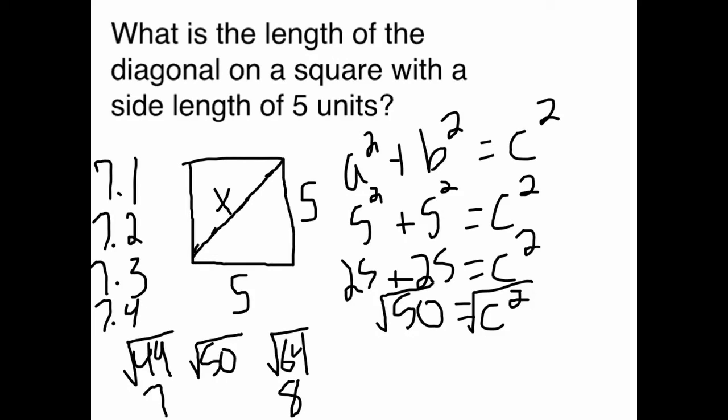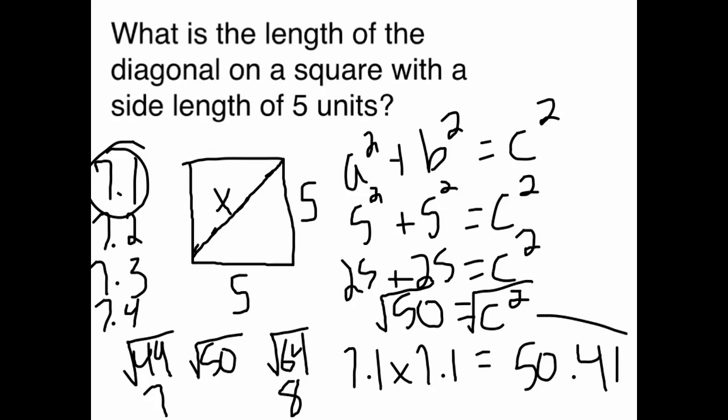Since 50 is so close to 49, I'm going to choose to square 7.1. If I multiply those together, that's going to give me 50.41. That is pretty darn close to 50, so I can say the measure of this diagonal is about 7.1 units.